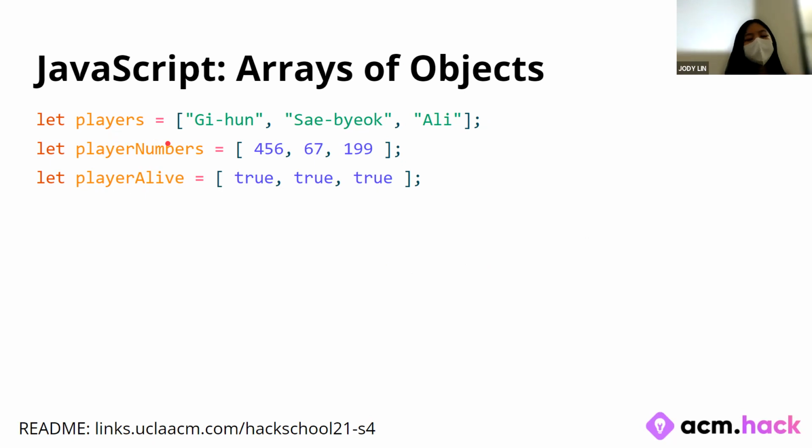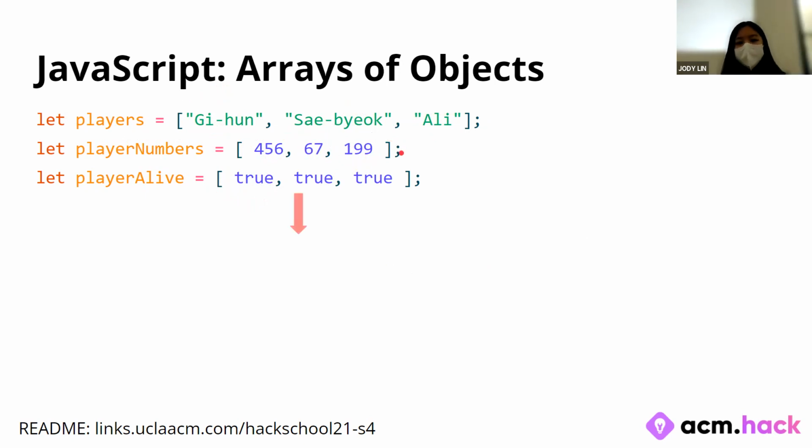I can put multiple values in one variable, and maybe I'll just have a few arrays that each correspond to each other. For example, in players, the 0th index has Gihun, and the 0th index of player number is his number, and then his player status if he's alive. And then the first one, Sebyok, her number 67, that matches the 1 index here. True, Ali, second index here is 199. And this is also a little cumbersome.